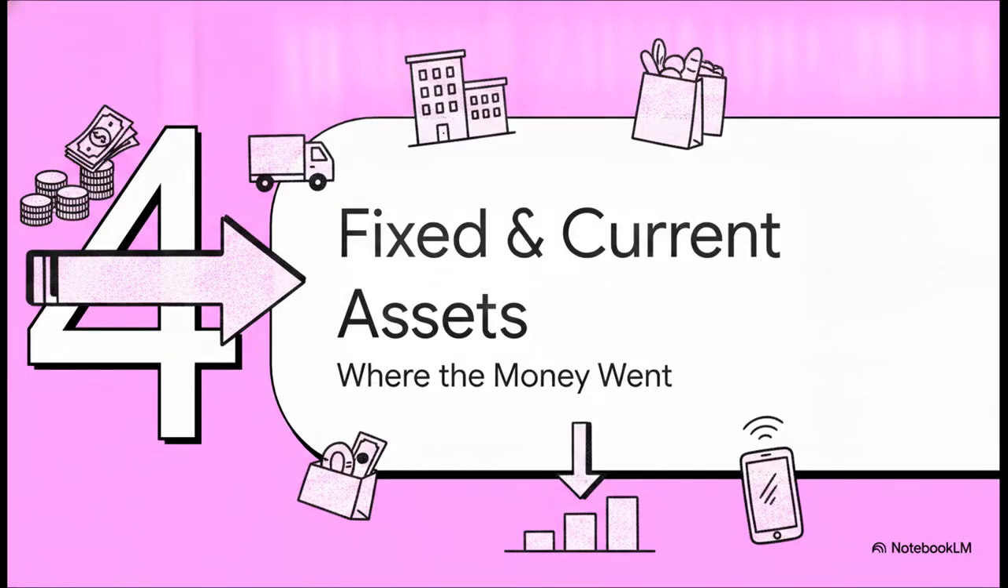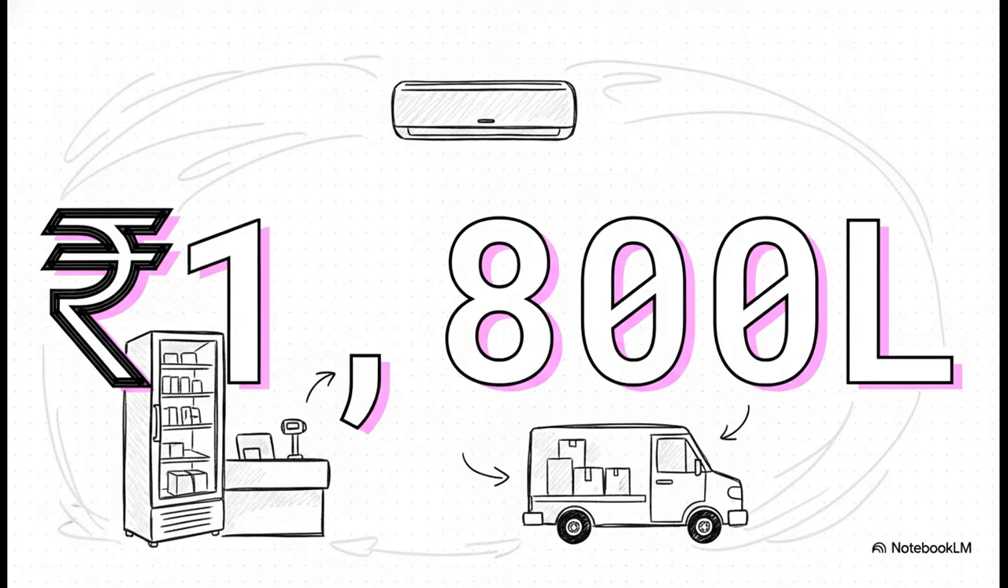Next up, Section 4, Fixed and Current Assets. This shows us exactly where the money went. So we know where the money came from.